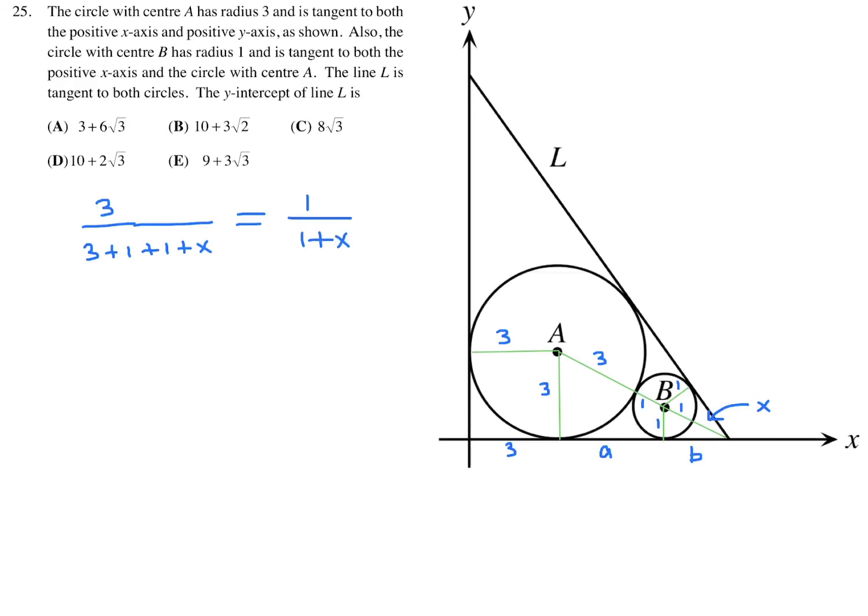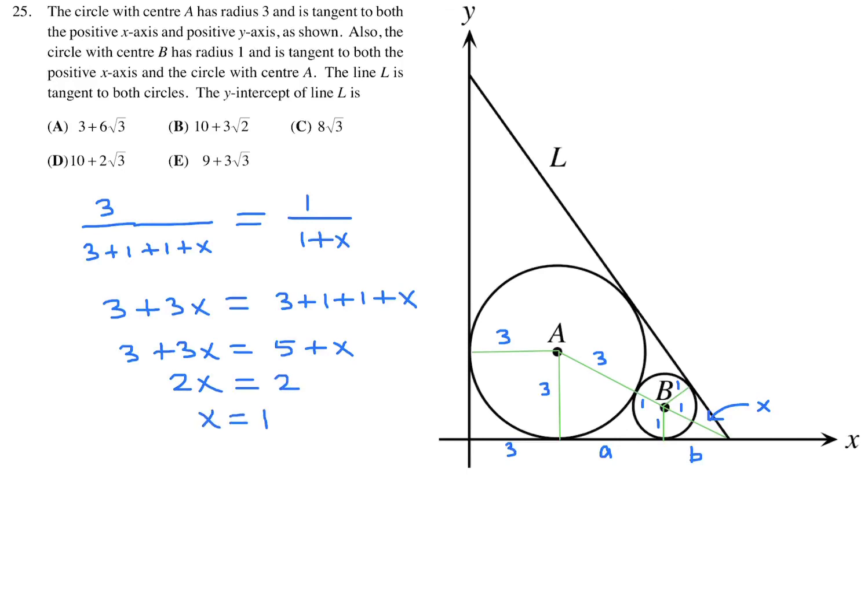So let's solve for x now. Cross multiply. We get 3 plus 3x is equal to 3 plus 1 plus 1 plus x. So 3 plus 3x is equal to 5 plus x. If you bring the x over, it becomes 2x, and bring the 3 over, it becomes 2, and therefore x is equal to 1. So there you go. We've got our first value. Now we will proceed. We'll try to find A and B.